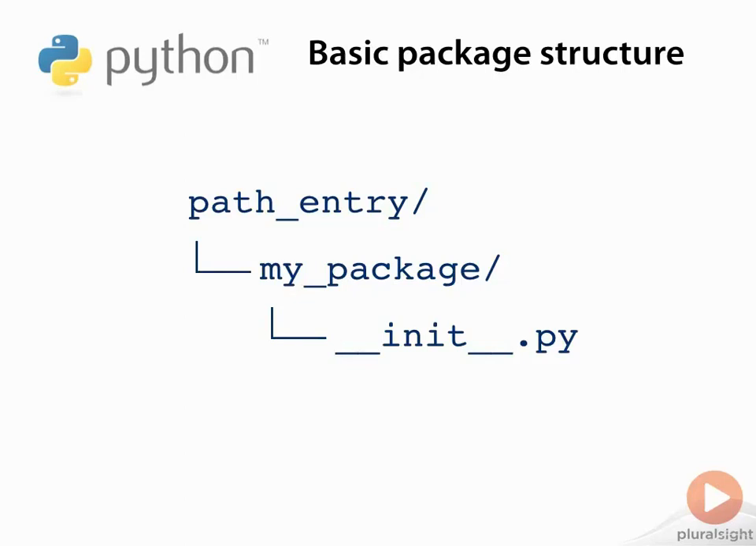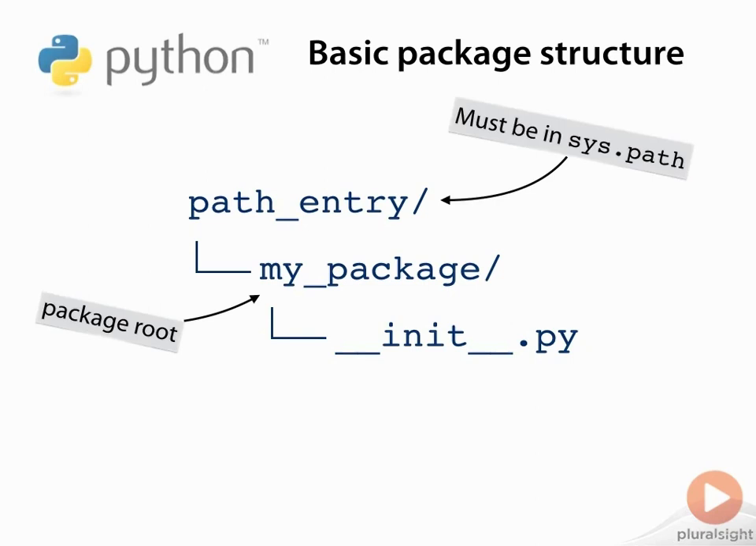So how are packages implemented? To create a normal module, you simply created a Python source file and made sure it was in sys.path. The process for creating packages is not much different. To create a package, first you create the package's root directory somewhere in sys.path.